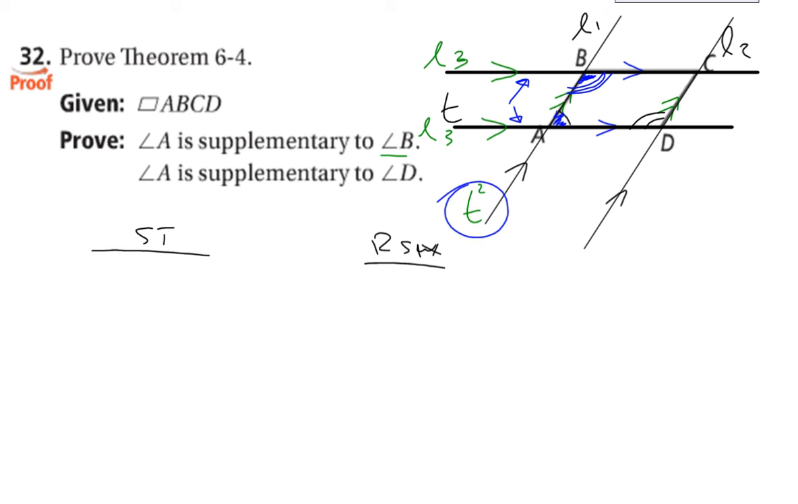Okay, first order of business, number 1, what do we got? Well, we're given that we have parallelogram ABCD, and that is given. Number 2, what do I know because of it? Remember, what is the definition of a parallelogram? Both pairs of opposite sides are parallel. It's a quadrilateral where both pairs of opposite sides are parallel.